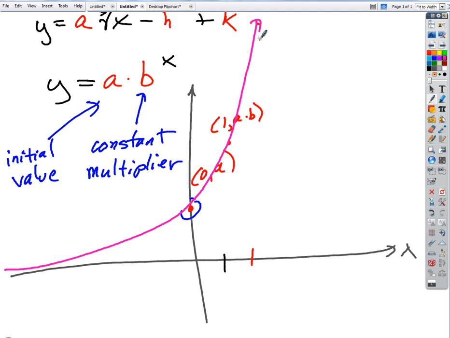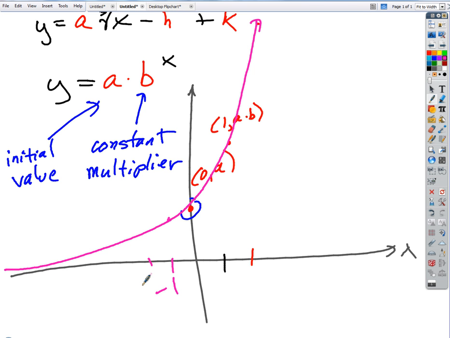If I were to backtrack a little bit and go back to x equals -1, what do we get? A times b to the -1. What is b to the -1? So it's A divided by b. That's giving us a much smaller number, isn't it? When I divide by something, I'm making it smaller, right? Unless I'm dividing by a fraction.